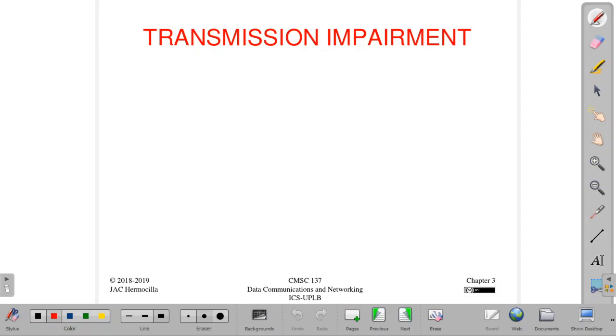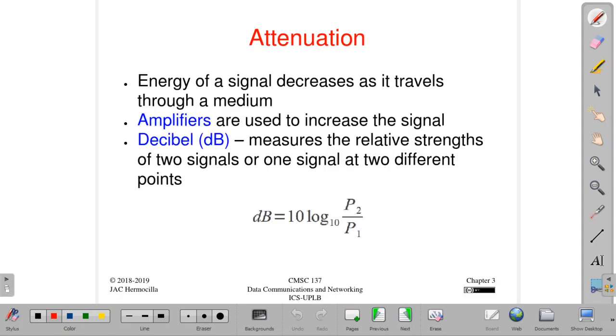Okay, so during transmission, it's not always the case that the transmission will happen smoothly. In the same way that we communicate, let's say I'm delivering a lecture and somebody is noisy, then other students will not be able to hear my lecture. So in digital communications, we also have transmission impairments, and there are several types of transmission impairments. Let's start with attenuation.